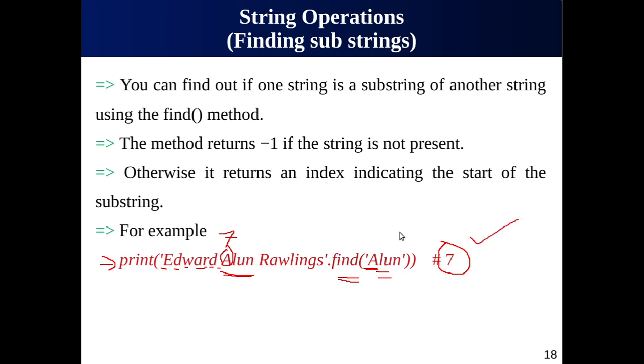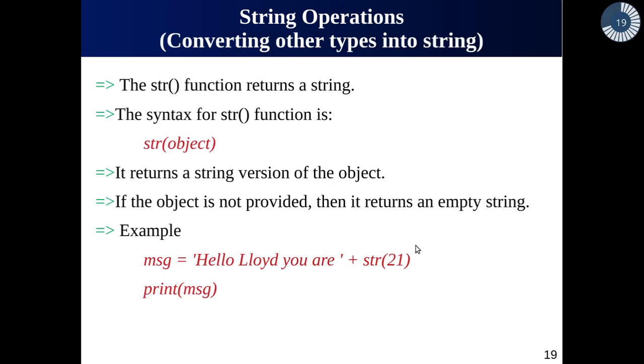Now what will happen if the string is not found? The substring is not found in the given string. Then in that case, it will display -1, something less than 0, which means the substring that we were looking for is not present. And otherwise, it will return an index indicating the start of the substring.